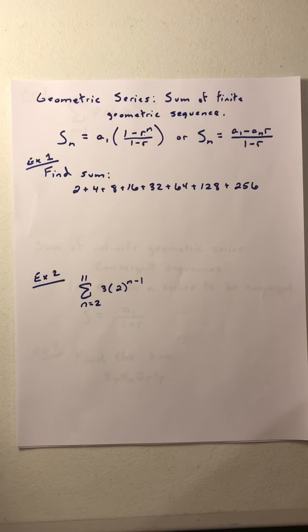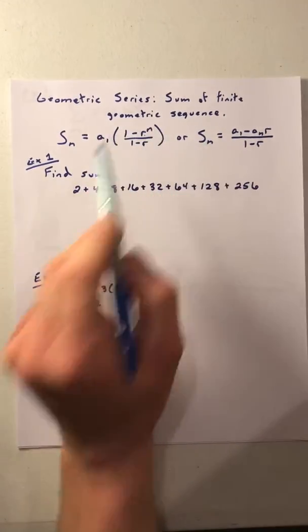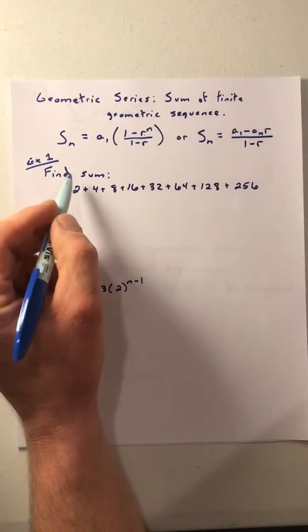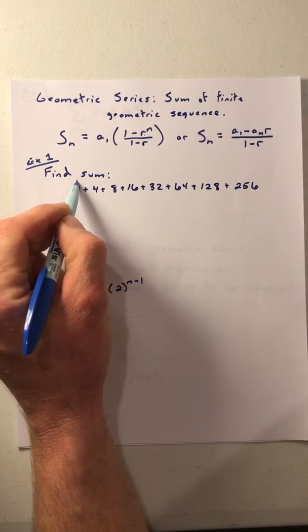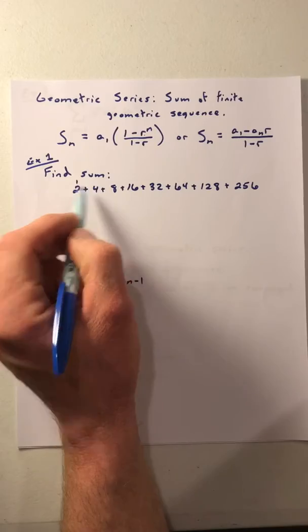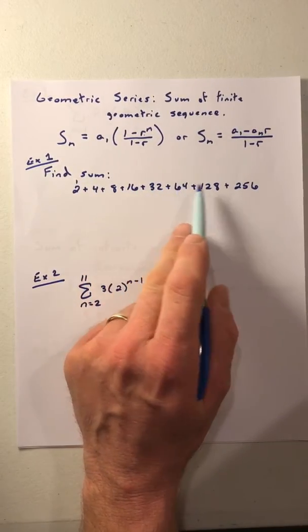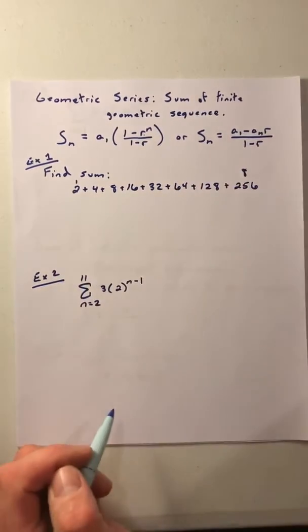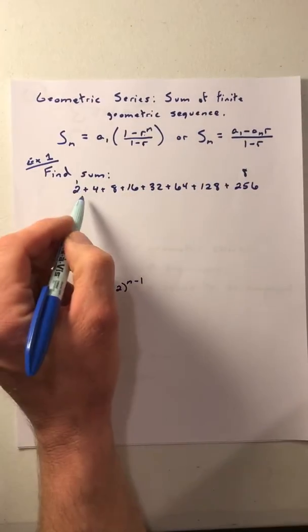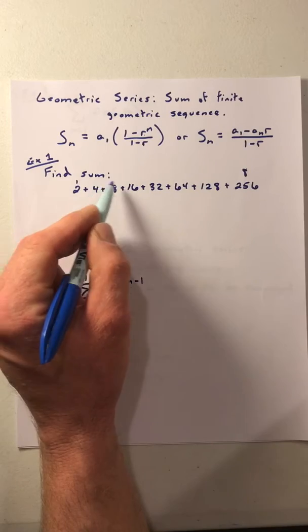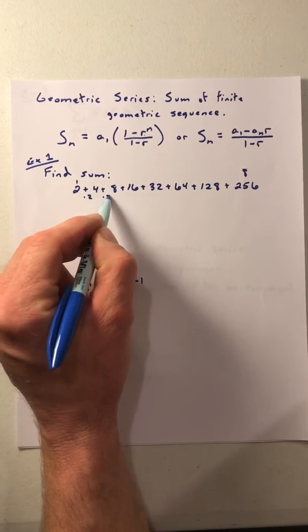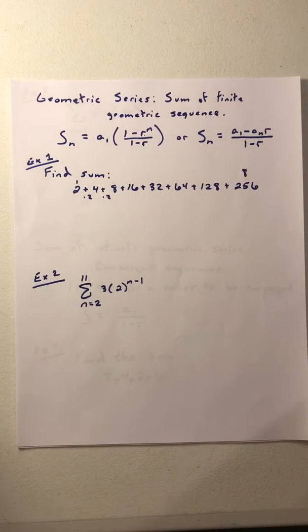So in example 1 here, we want to find the sum of 2, 4, 8, 16, and so on and so forth to 256. So I can pick either one of these equations to go ahead and find the sum. I know my first term is 2. I can also go ahead and count pretty easily. I have 2, 3, 4, 5, 6, 7, 8 terms. And I know the common ratio, 2 to 4, 4 to 8, is multiplying by 2. So it's a geometric series.